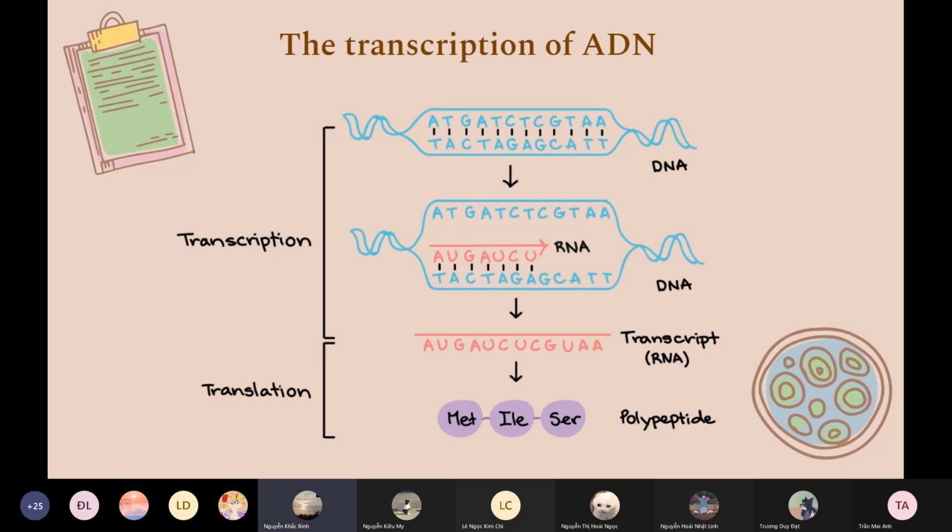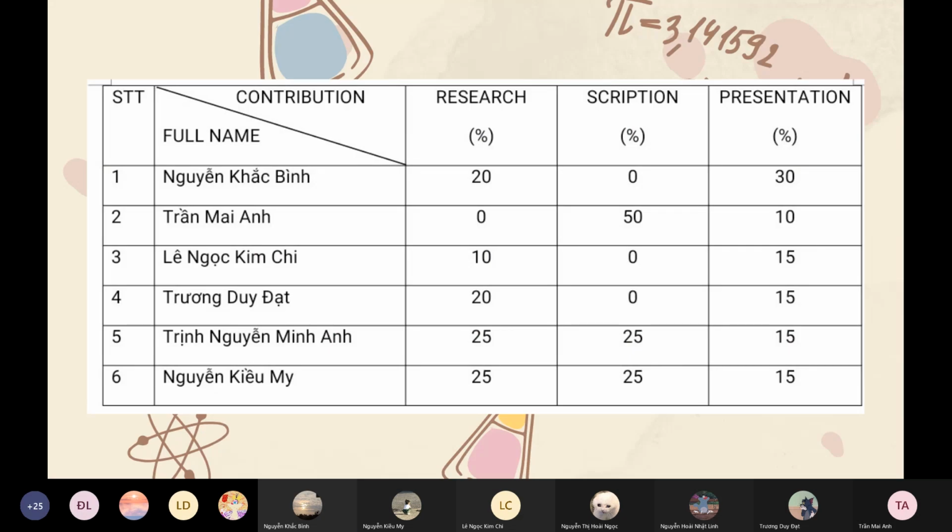And this is the diagram of the transcription of the DNA. And this diagram is also the end of our presentation. We are group 1, so we make many mistakes. I hope everyone will forgive us. And this chart illustrates our contribution to the presentation. Thank you for listening until now.